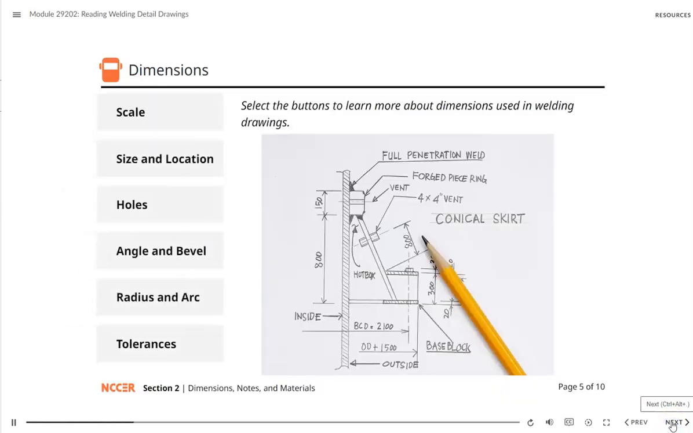The size of objects and welds that need to be made. Drawings show these dimensions and their relationship to one another so you can understand how they go together. Select the buttons to learn more about dimensions.